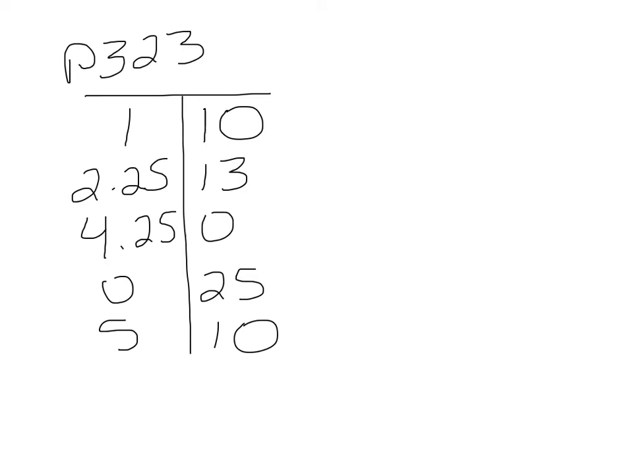All right, so we're looking at the picture on page 323 now. We're looking at the picture on page 323. We currently have a minimum at (1, 10). We have a maximum. You kind of have to approximate that at (2 1/4, 13) about. We have another minimum at (4 1/4, 0).